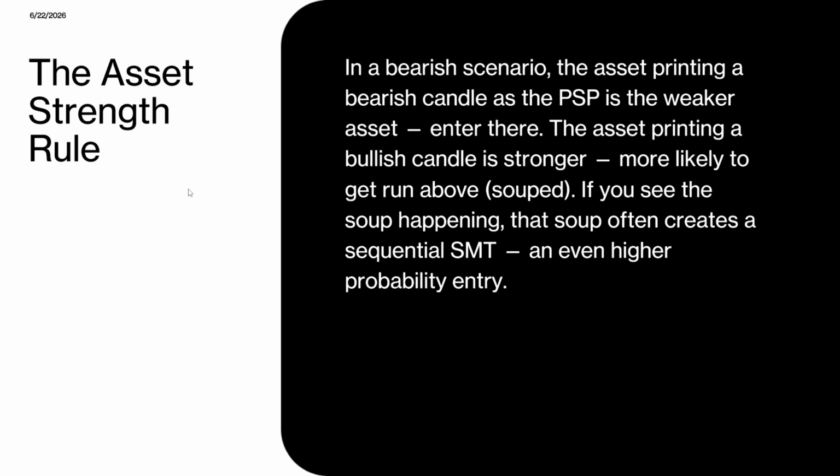The asset strength rule. In a bearish scenario, the asset that prints a bearish candle as a PSP is the weaker asset. Enter there. The asset that prints a bullish candle is stronger, more likely to get run above, soup, right? If you see the soup happening, that soup often creates a sequential SMT, an even higher probability entry.